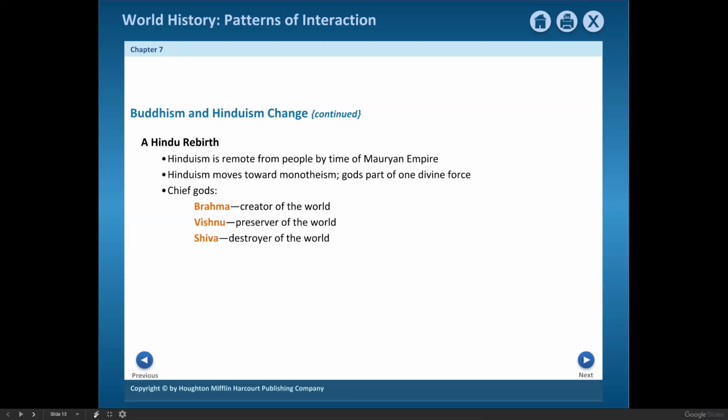Gods are part of one divine force. So there is one path, there is one person that answers everything that is there. The chief god in this, it says, is Brahma. We just talked about that.